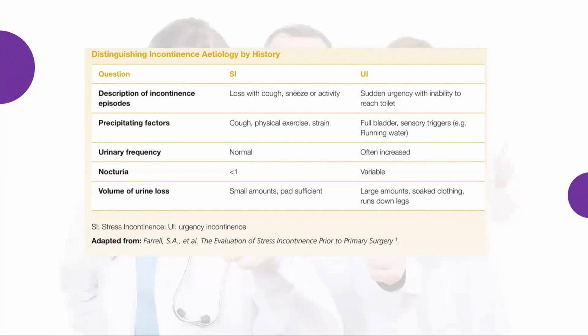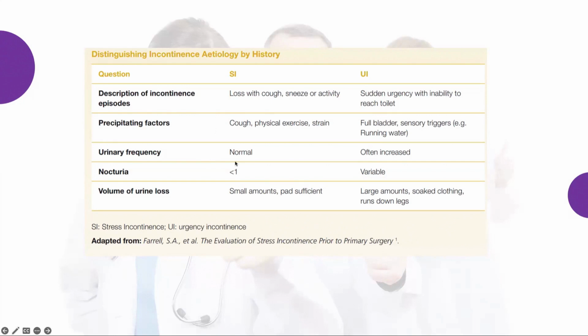Okay. All right. So now we are back to the history, that is, what questions you have to ask in the history once you are seeing a patient with stress incontinence or any incontinence. You ask the patient to describe her incontinence episode. In stress incontinence, the patient will have leakage while coughing, sneezing, or doing any activity. In urge incontinence, there is sudden urgency with inability to reach the toilet. In stress incontinence, the precipitating factors can be cough, physical exercise, or any strain, like abdominal masses. We have discussed this before. While in urge incontinence, it can be just a full bladder or sensory triggers like running water. If you hear water falling, you might have a sudden urge to pass urine, and while you are rushing towards the washroom, you cannot control yourself.